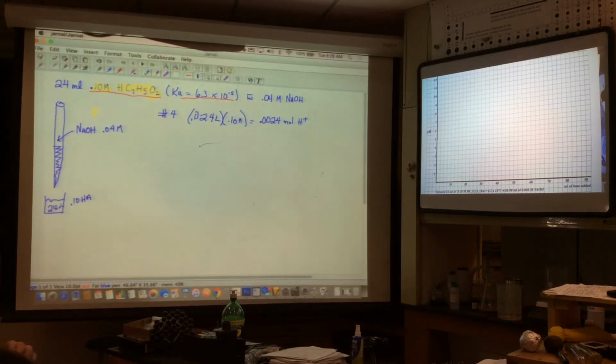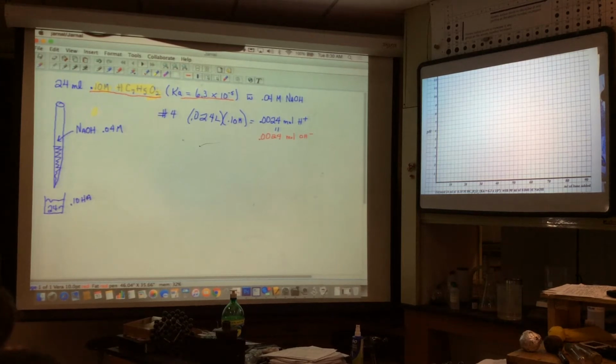Guess what? At equivalence, if you haven't figured this out, that must mean that we have 0.0024 moles of hydroxide. Now the question is, when we had a graph, we could find the asymptote and find exactly where that position is. We have to find that volume. So how much volume of base do I add to make 0.0024 moles?